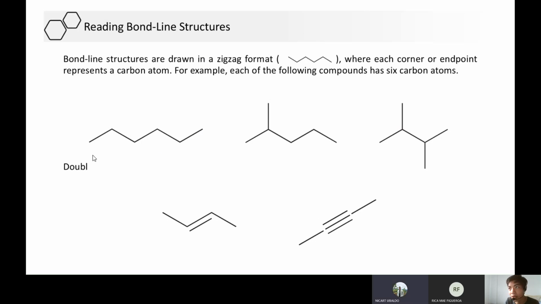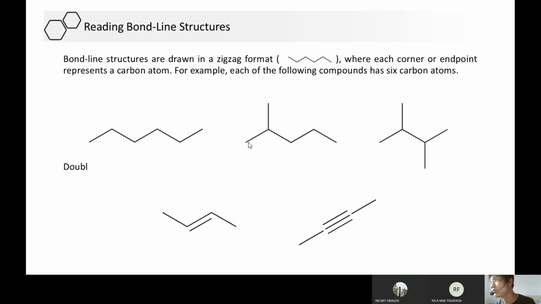6 carbons. Kasi we have 6 points, no? 1, 2, 3, 4, 5, 6. So, 6 carbons. Sir, asan yung hydrogens? Ayun. Yung hydrogens, no? Mamaya, may kwento about that. Sige. Kasi alam natin for every edge may carbon.